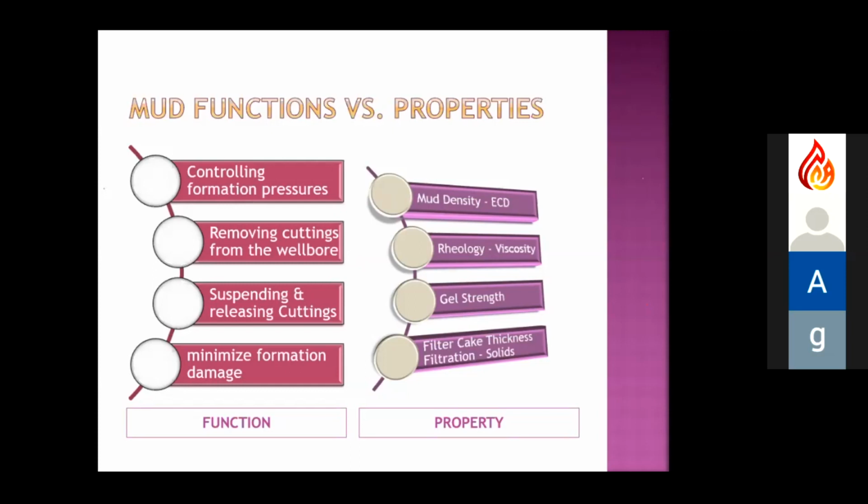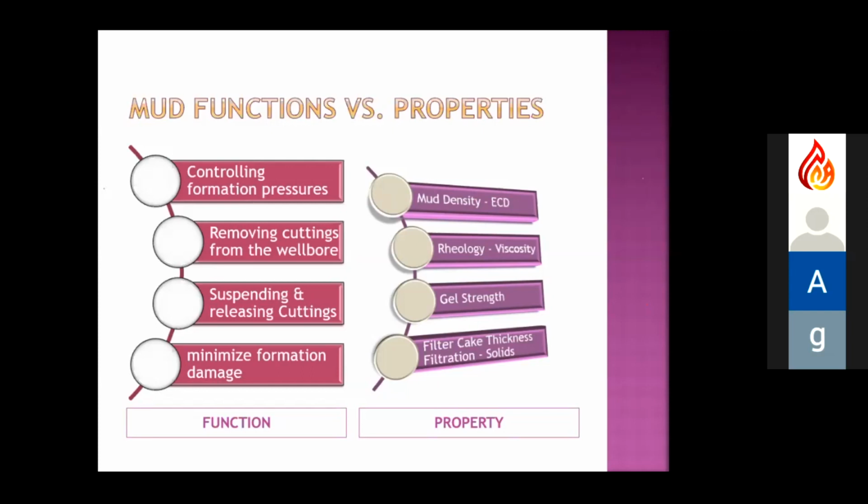But ECD also has a relationship with another function, because ECD is calculated by a long equation that depends on annular velocity, the hole size, the clearance between the hole and the string, and also the type of flow, laminar or turbulent. It has many factors, but the main factor for formation pressures is the mud density.